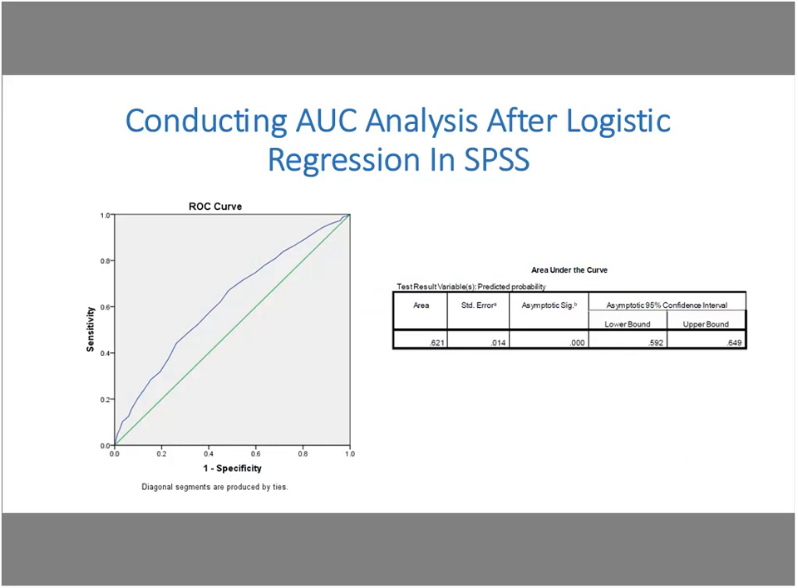You can see from the area under the curve box there on the right, which is your output for your area under the curve statistics. The main thing you're going to be looking at is this area box here on the far left, and that's going to give you your AUC statistic. So that's where that is. And as you can see there, that's an AUC of 0.621.